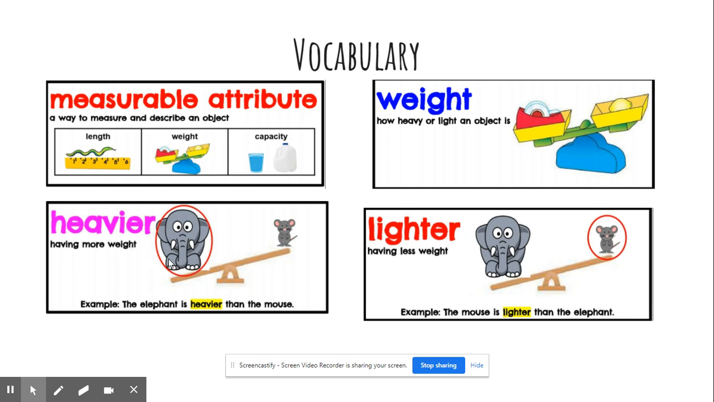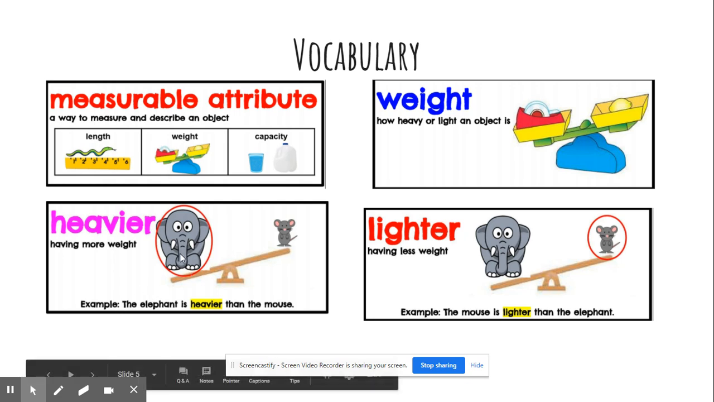So if you notice, they circled the elephant because the elephant is heavier than the mouse. And pay attention to what the scale did. The heavier item or object made the scale go down. That's just like when you carry something heavy, it kind of weighs your arms down. That's the same thing that happens with a scale. So when we're comparing the elephant to the mouse, we would say the elephant is heavier than the mouse. Can you say that? The elephant is heavier than the mouse.